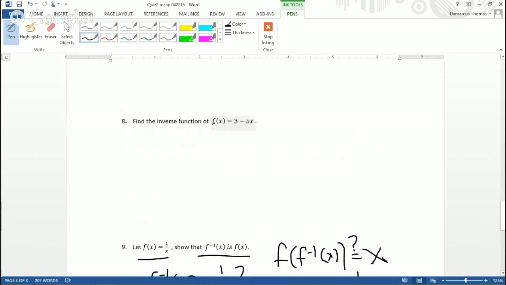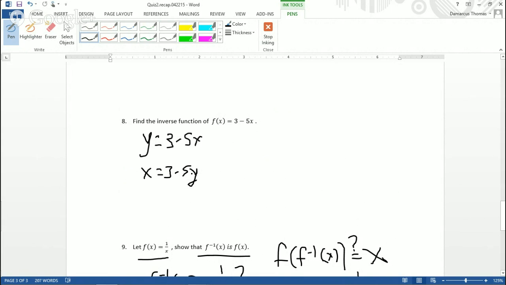Okay, find the inverse function of f of x equals 3 minus 5x. So let's let y equal 3 minus 5x. And so now the procedure is interchange the x and the y. You just switch them, in order to find the inverse. And now you have to solve for the y.